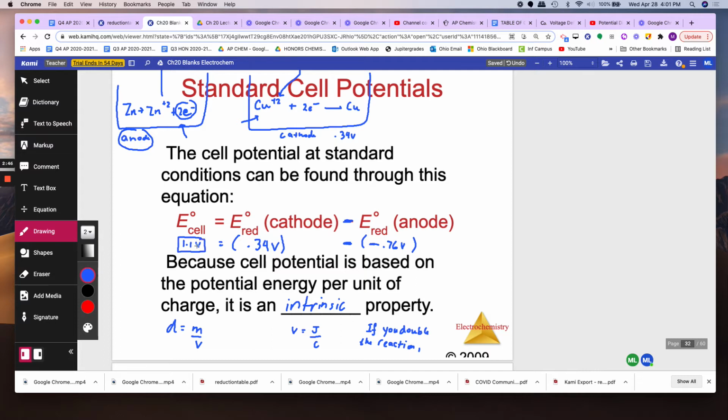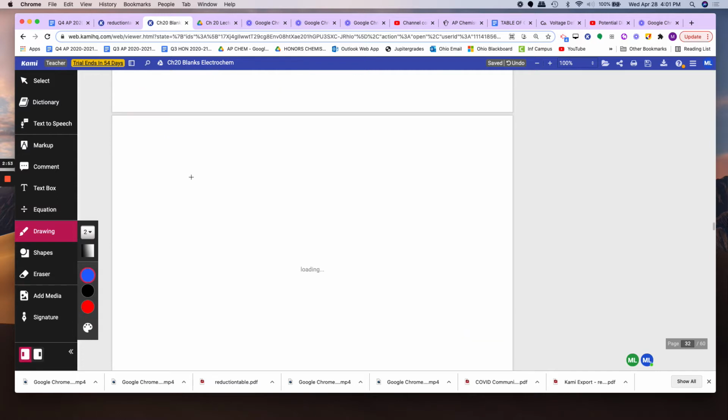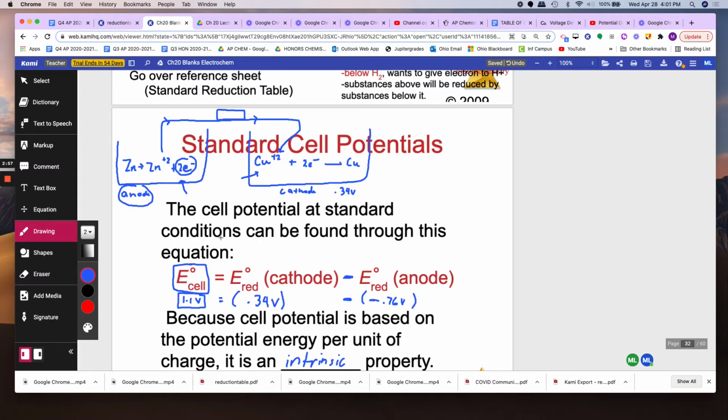Okay, so to review, the formula is to get the cell potential of 2 beakers or 2 reactions. You take the cell potential of the cathode, 0.34, minus the cell potential of the anode, negative 0.76. These 2 negatives become positive, and you get the voltage of that electrochemical cell.